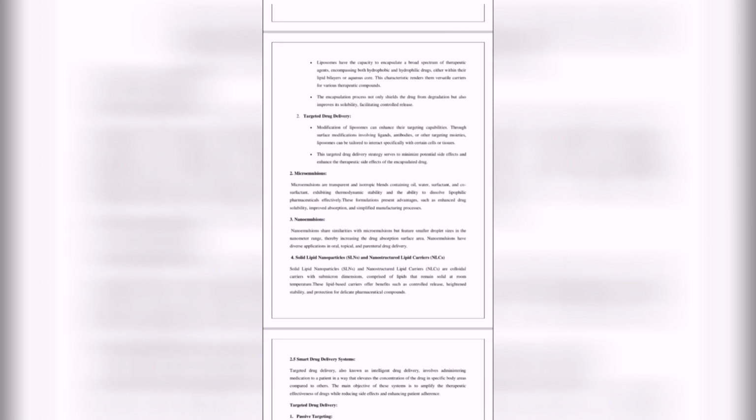So these all are the newly advanced drug delivery systems, means lipid-based drug delivery systems. These all are under the heading of lipid-based drug delivery system.